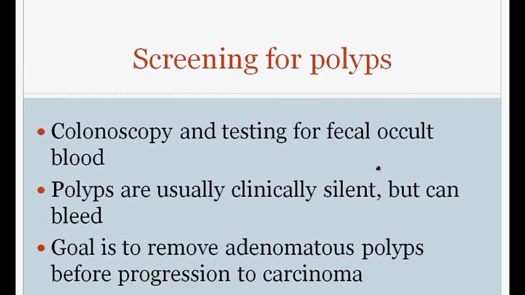Now, of course, because adenomatous polyps are relatively common, and because they have the ability to become cancer, we want to screen for those polyps, and we want to get rid of them before they actually can develop into cancer. So the way by which we screen is colonoscopy, where we can go in and look for the polyps, and by testing for fecal occult blood, because sometimes these polyps can bleed. Again, the polyps are usually clinically silent, but they can bleed. Now, what's the goal? The goal is to remove that adenomatous polyp before it progresses to carcinoma.